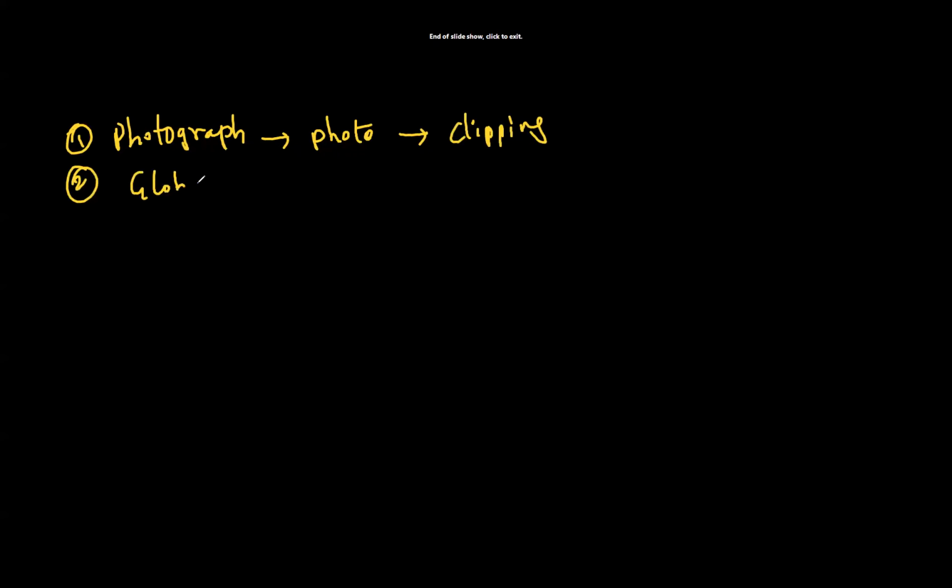Okay, and let us look at one more example. The word global, global plus local, it has become glocal. And what do you call this kind of forming new words? Yeah, this is known as blending, or we call it blend. Blending or blend is the technique.